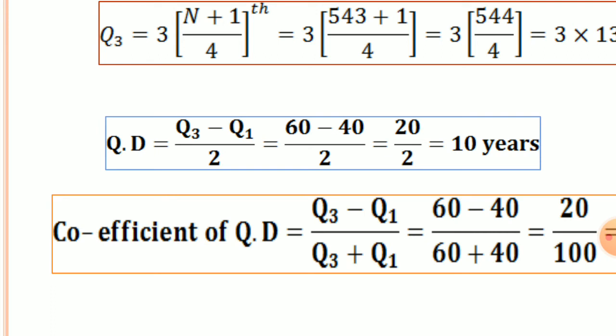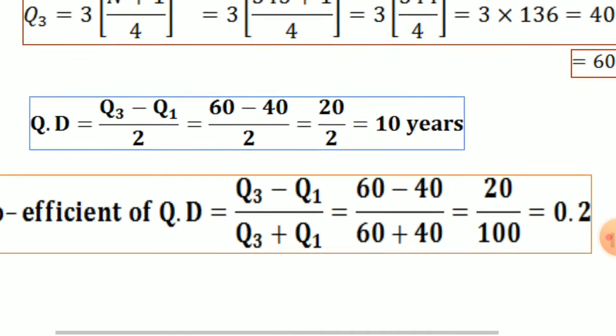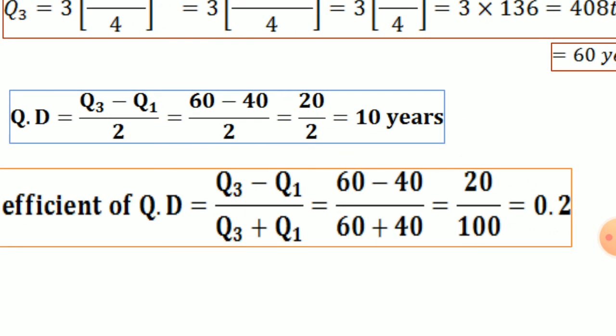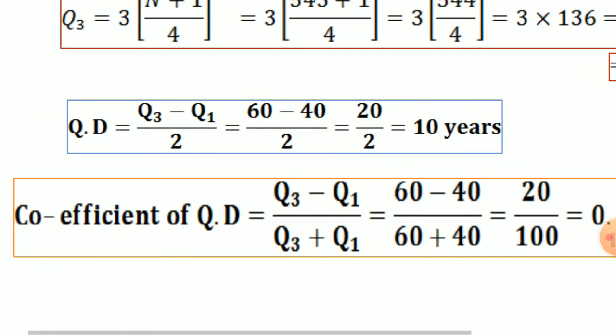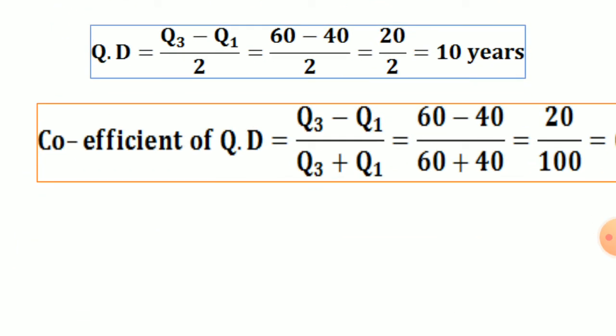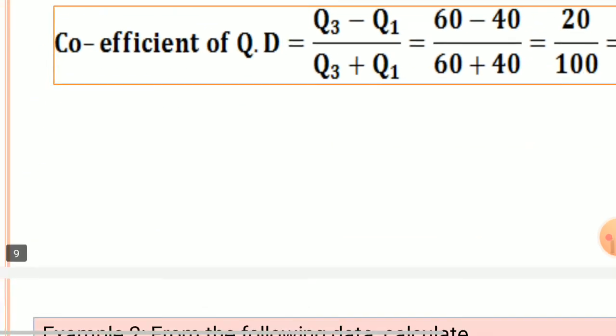Now coefficient of quartile deviation is equal to (q3 minus q1) by (q3 plus q1). 60 minus 40 by 60 plus 40 is equal to 20 by 100 is equal to 0.2. 0.2 is known as the value of coefficient of quartile deviation.